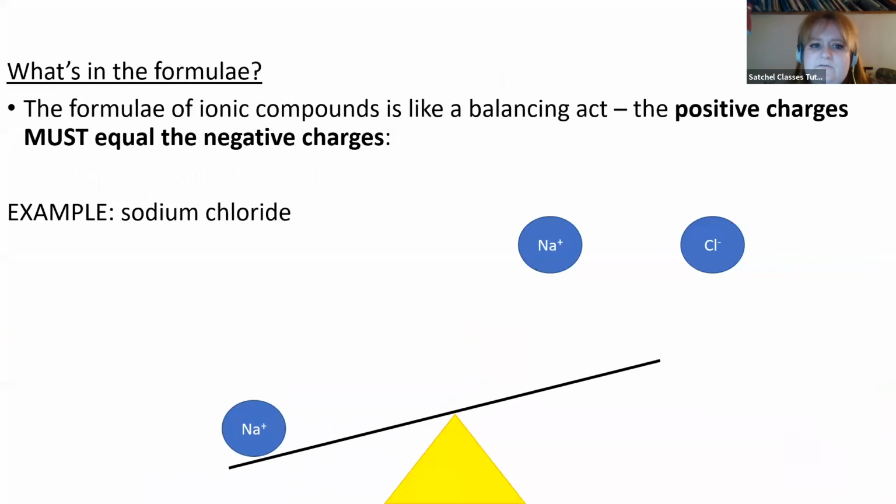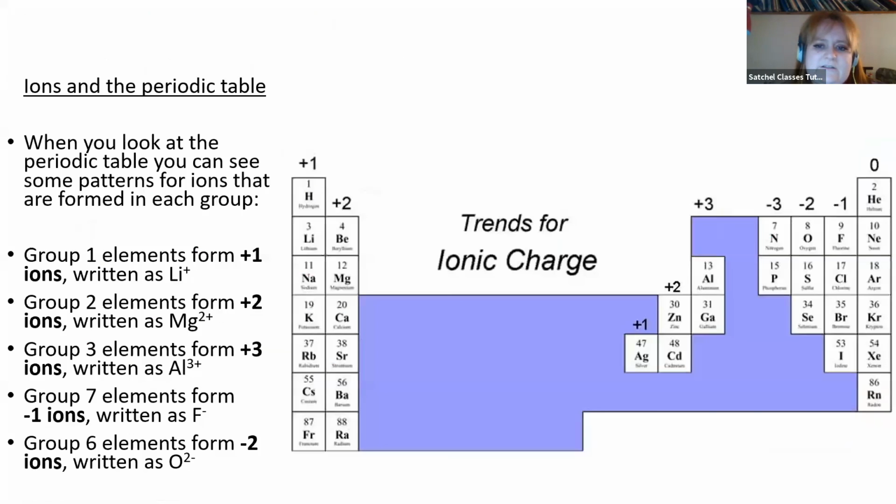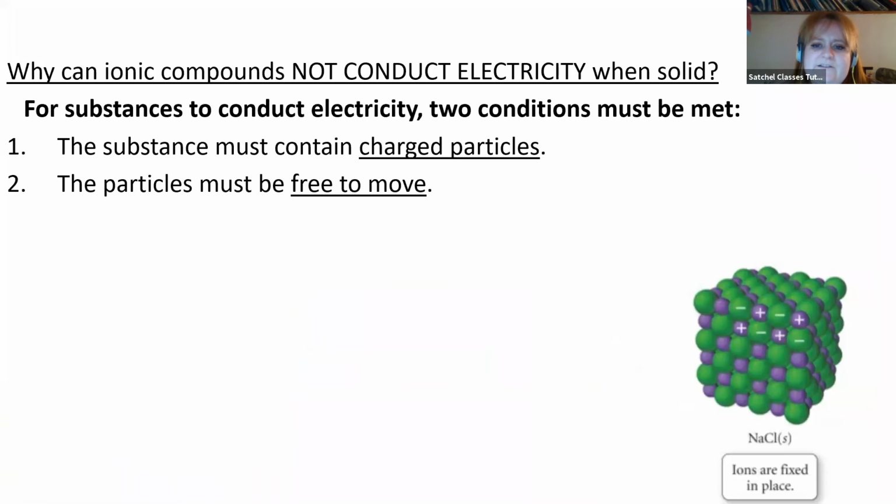Okay, just to go over a few things. Ionic bonds are formed by the transfer of electrons, which I've talked about a few times. How compounds are formed, naming conventions, new compounds. So oxygen gives an oxide; if it was bonded with nitrogen, it'd be a nitrate, and bonded with sulfur, it'd be a sulfate. We also saw chloride there. So naming conventions you have to get used to. And an explanation of the structure of an ionic compound as a lattice structure. That was the last thing.